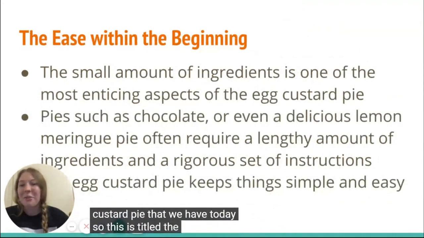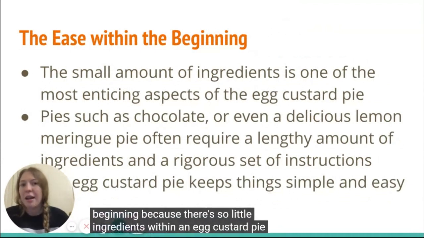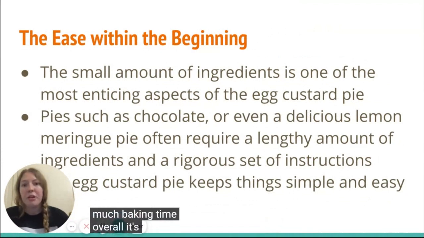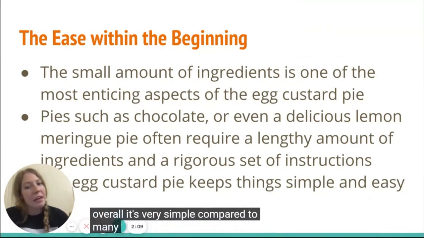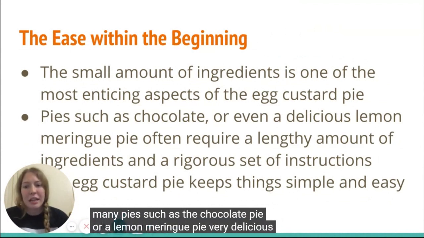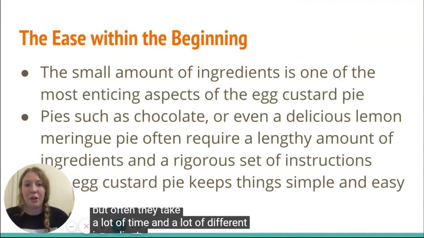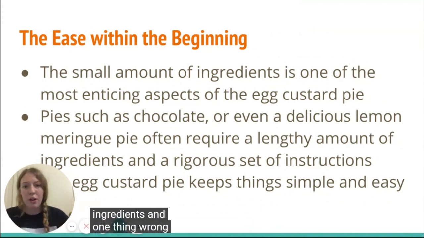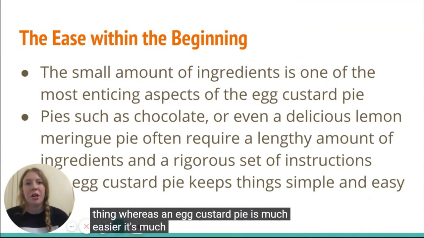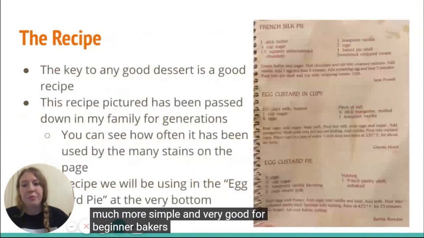So this is titled The Ease Within the Beginning because there's so little ingredients within an egg custard pie. It makes it very easy, and there's not much baking time. Overall, it's very simple compared to many pies such as the chocolate pie or the meringue pie. Very delicious, but often they take a lot of time and a lot of different ingredients. And one thing wrong can mess up the whole thing. Whereas an egg custard pie is much easier. It's much more simple and very good for beginner bakers.